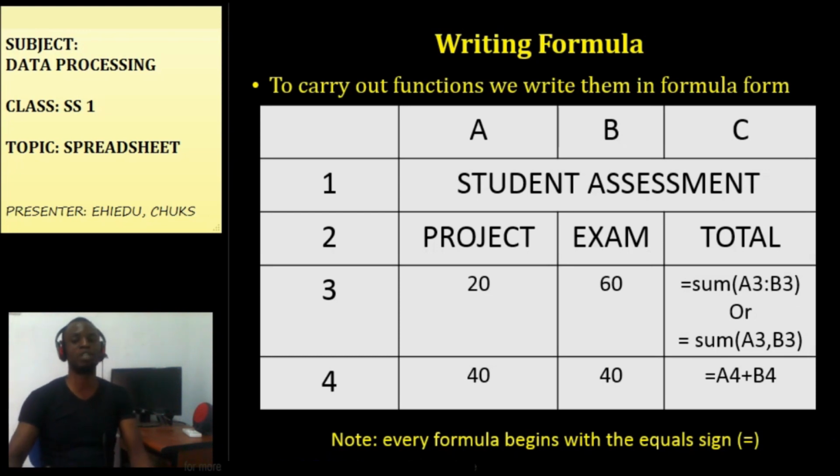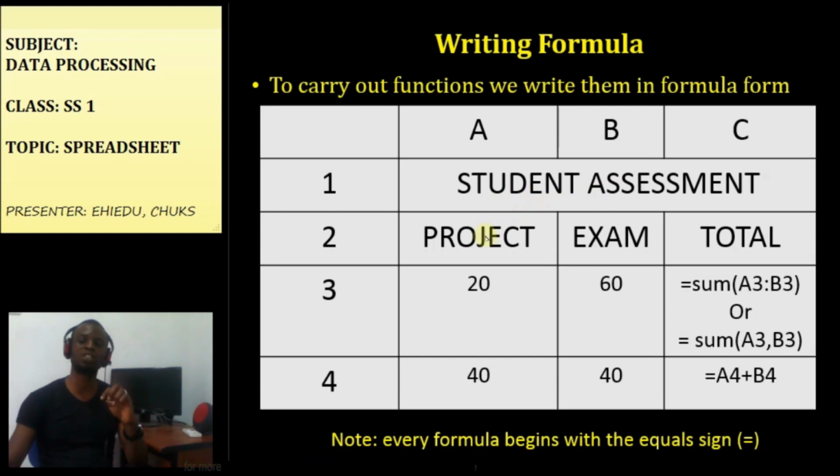For example, on your screen you have A, B, C. Like I told you, these represent columns, and the 1, 2, 3, 4 represent the rows. It means that from here down is column A, column B, column C, row 1, row 2, row 3, and row 4. Now in the first row, you're seeing Student Assessment. The cells are actually merged. That's why you could see that merged. So I'll teach you how to merge the cells so that you'll be able to type Student Assessment.